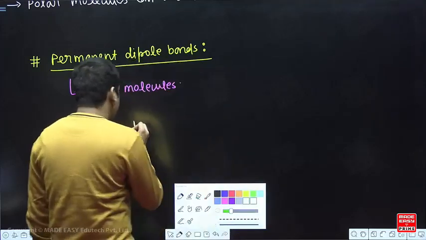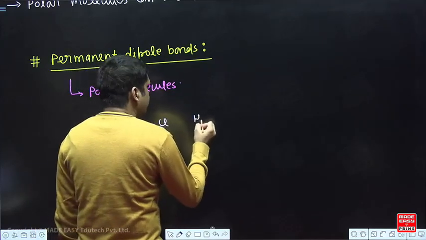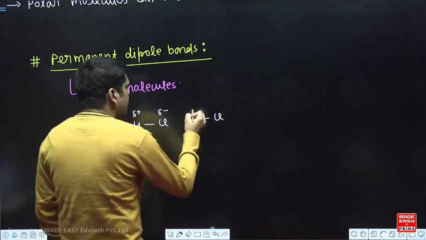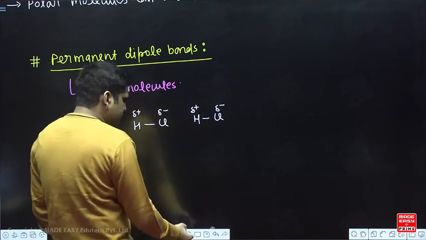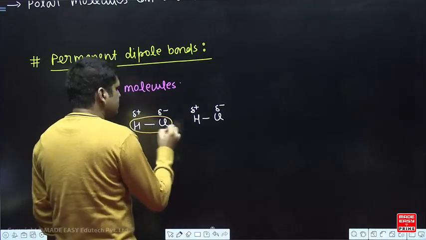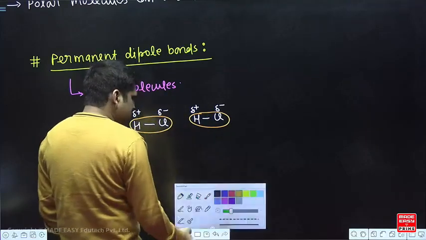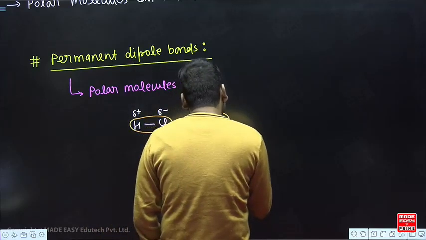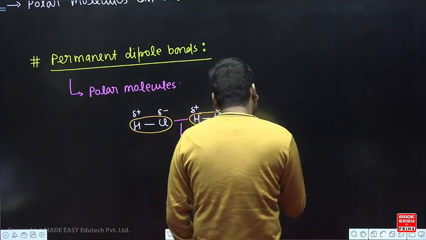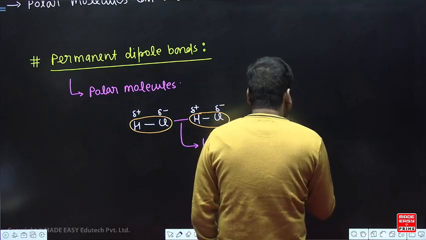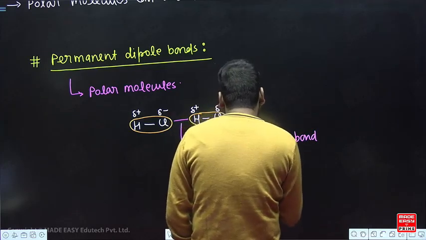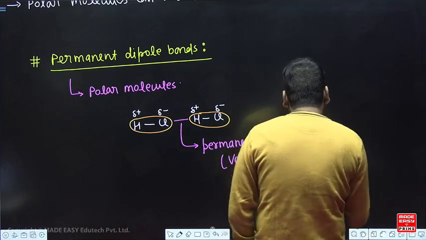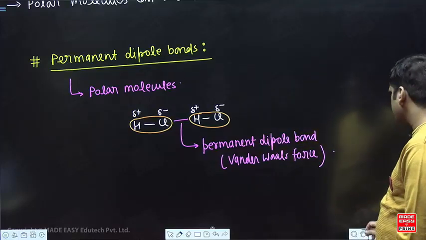Here we have permanent dipoles, like you have HCl and you have HCl, right? So del minus and del plus and del minus, these molecules will attract each other. One molecule is this and one molecule is this. So these molecules attract each other, and this is known as permanent dipole bond. This is also van der Waals force. It is stronger than the previous two, because here you have permanent dipoles, you need not create the dipoles.